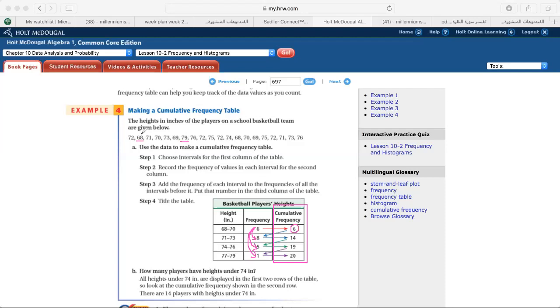So then 68, 69, 70. 68 and 69 and 70 are included in the first interval. Then 71, 72, 73. The 3 numbers are included in the second interval. 74, 75, 76 are included in the third interval. 77, 78, 79 are included in the last interval.